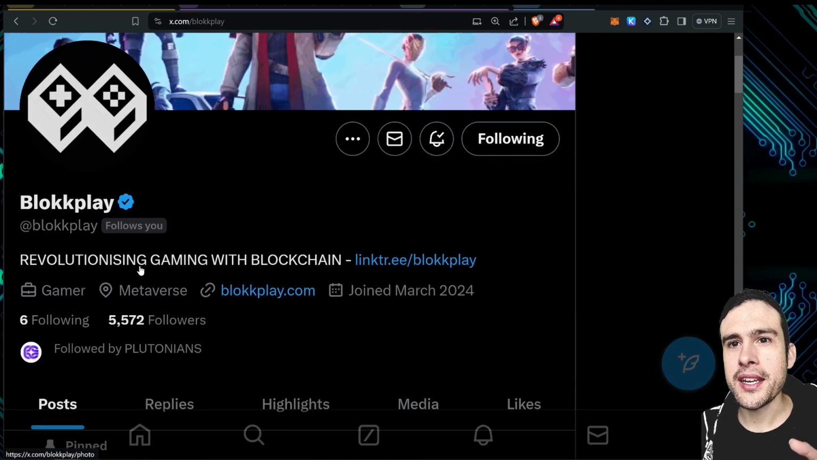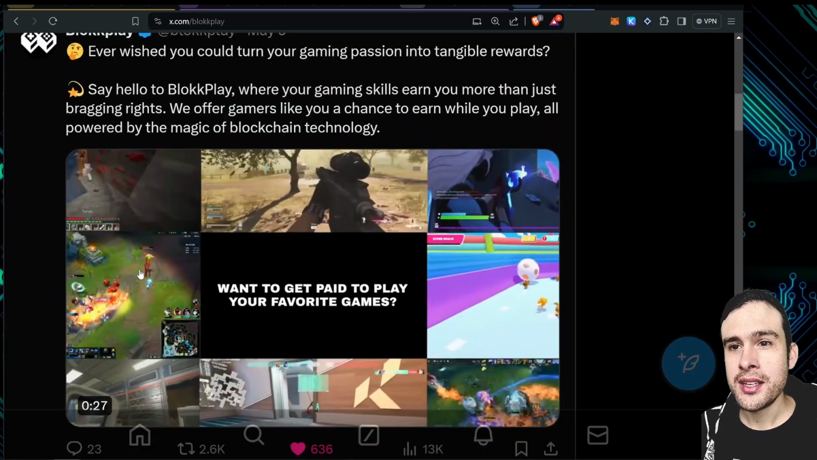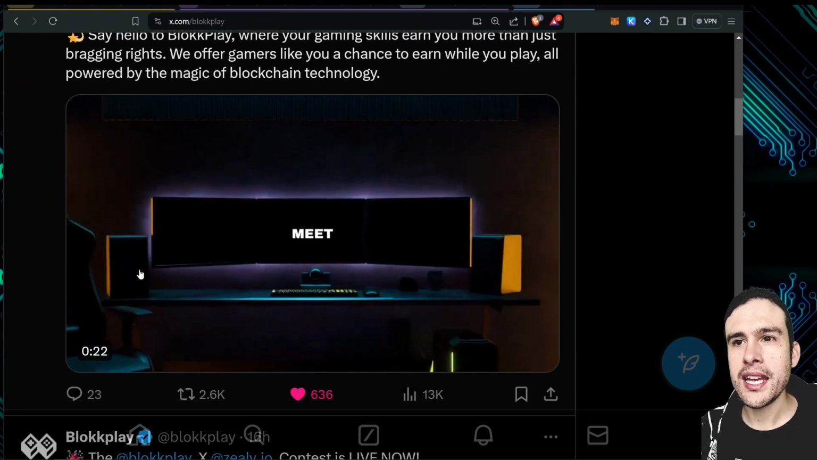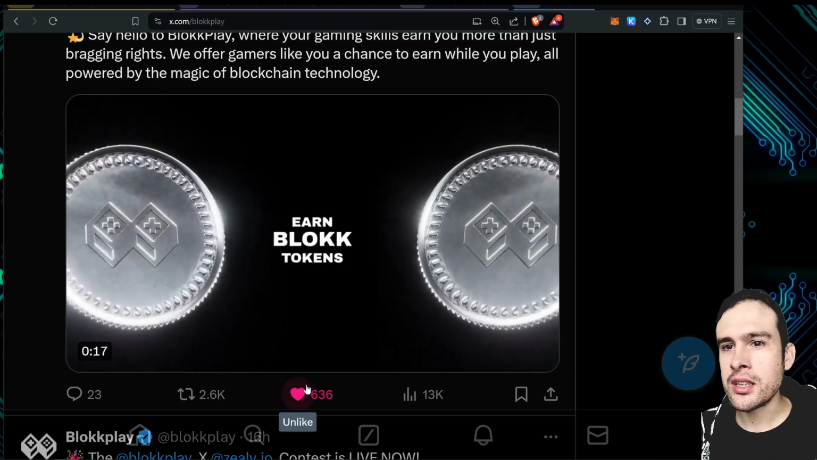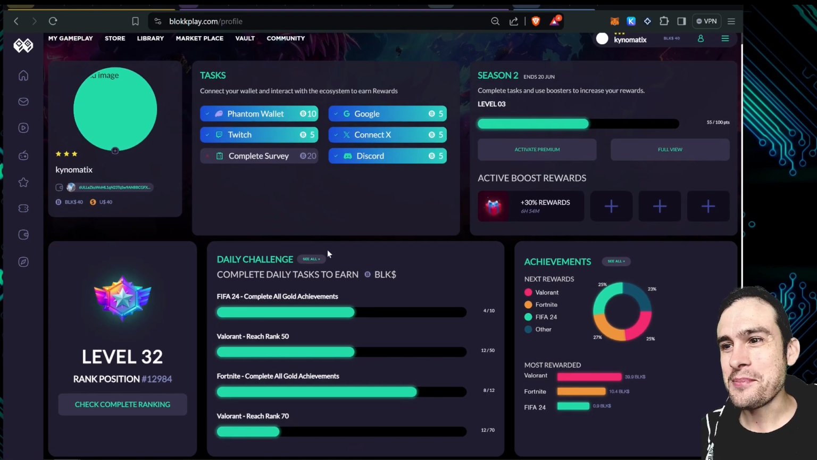But with Blokkplay, essentially, you can turn any AAA game into a Web3 game. So this is crazy. This is huge. This is massive, because these are games that we play anyway, right? Fortnite, Rocket League, there's a whole bunch of them. Essentially what you do is create an account. I don't have a referral link to this yet, but I'll create one at some point. You create an account, connect your Phantom wallet, and go through these tasks and earn Blokk points, which later you can redeem for their token once they mint it.